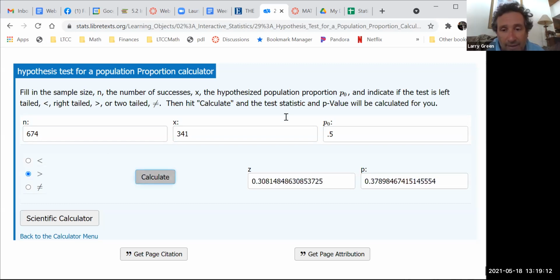Okay, and hit calculate. By the way, notice that this is Z. And it's Z because we can use the central limit theorem. NP and NQ are both bigger than 5. If they're not, don't even do the hypothesis test. Give up. You got to have NP and NQ greater than 5. So in this case, NP is just 341 because it's the number of yeses. And NQ is 674 minus 341, which is definitely bigger than 5. Our test statistic is Z. This is a normal distribution, so we use the letter Z. Is 0.308. Our p-value is about 0.38.